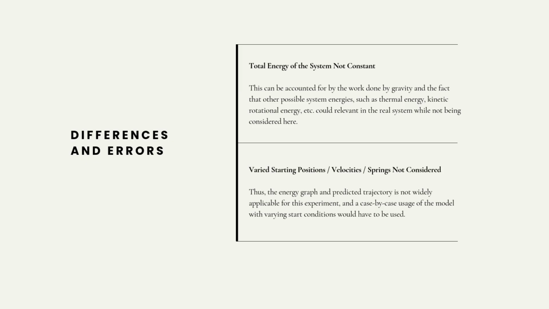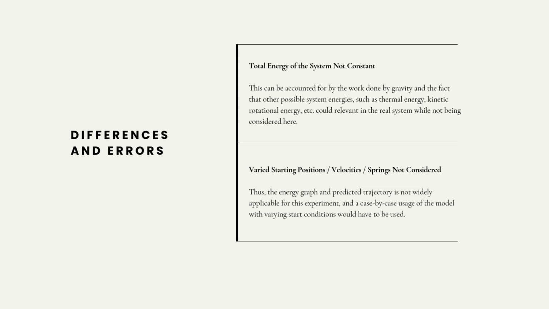So what are the differences and errors that we would see? The total energy of the system isn't constant. This can be accounted for by the work done by gravity and the fact that other possible system energies, such as thermal energy, kinetic rotational energy, etc., could be relevant to the system while not being considered here. Additionally, I did not consider certain forces that may impact the system, such as drag force, because I wanted this to be a widely applicable model.